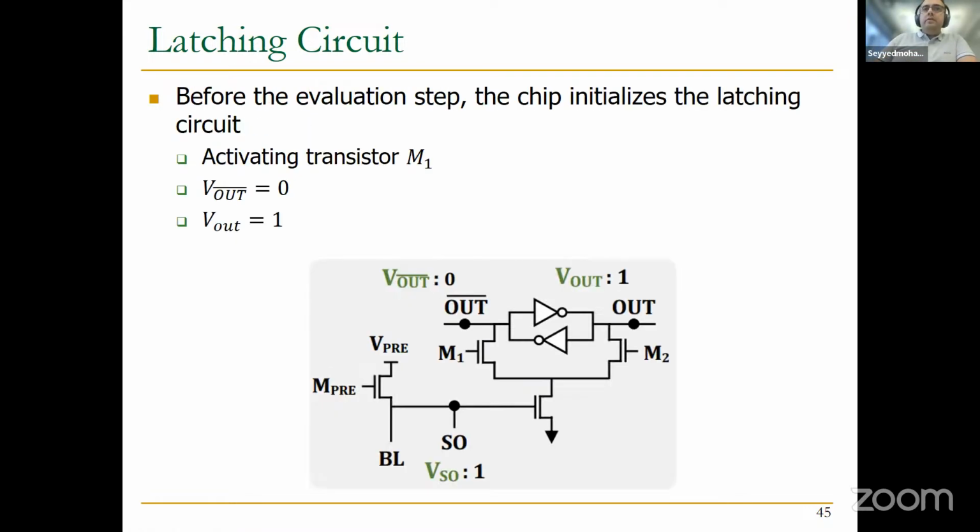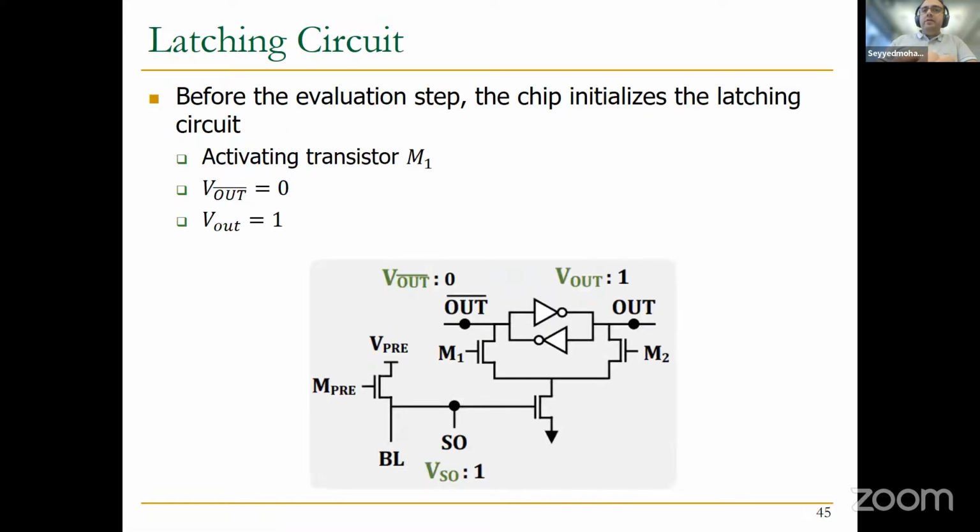When you want to evaluate, you already saw how we evaluate, right? We need to disconnect the pre-charge and then see whether the capacitor remains charged or discharges. So we need to disable pre-charge and enable M2.